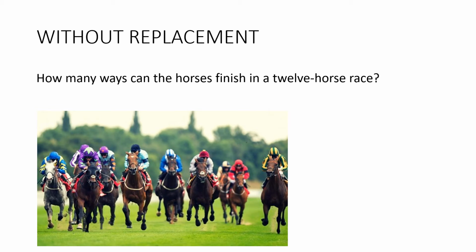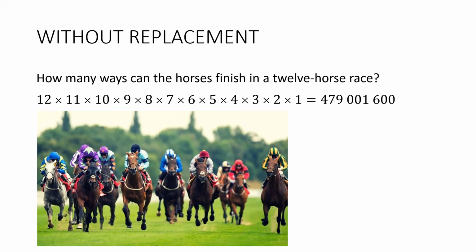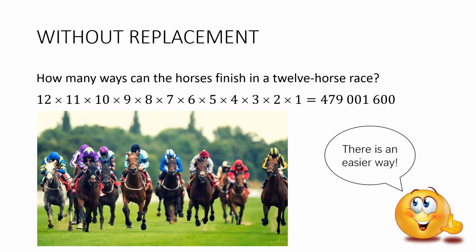Another really good example is a horse race because the same horse can't finish first and second. So it's naturally without replacement. How many ways can the horses finish in a 12-horse race? Well, there's 12 horses that can finish first, and then 11 that can finish second, and then 10, and then 9, then 8, and so on, all the way down to 1. Altogether 479,001,600. But thank goodness there is an easier way.